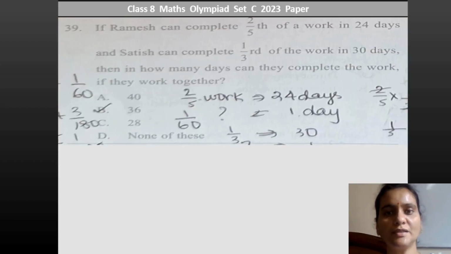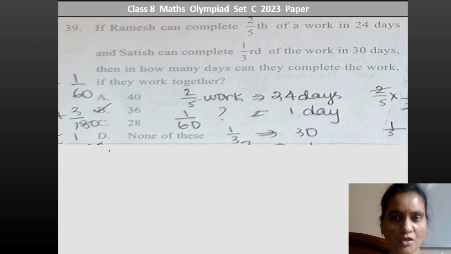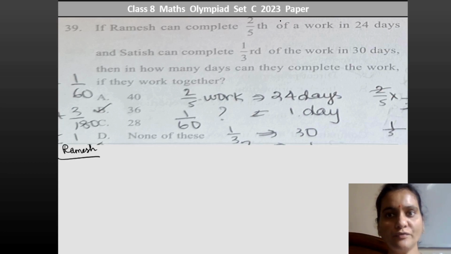Now let's go to question number 39. If Ramesh can complete 2/5 of a work in 24 days and Satish can complete 1/3 of the work in 30 days, then in how many days can they complete the work if they work together? So first let's calculate for Ramesh. He can do 2/5 of the work in 24 days. So in one day, how much work will he do?